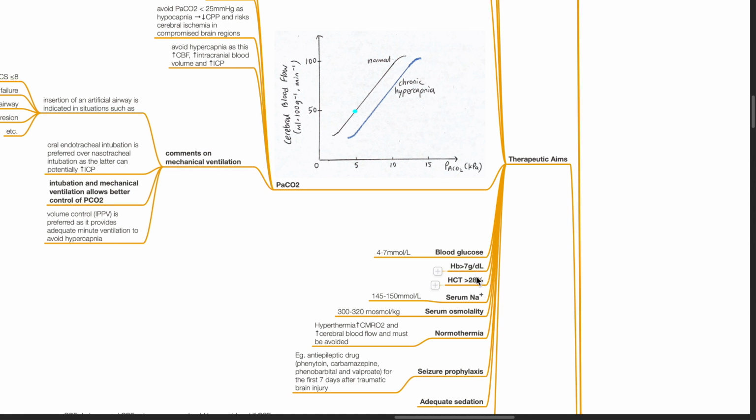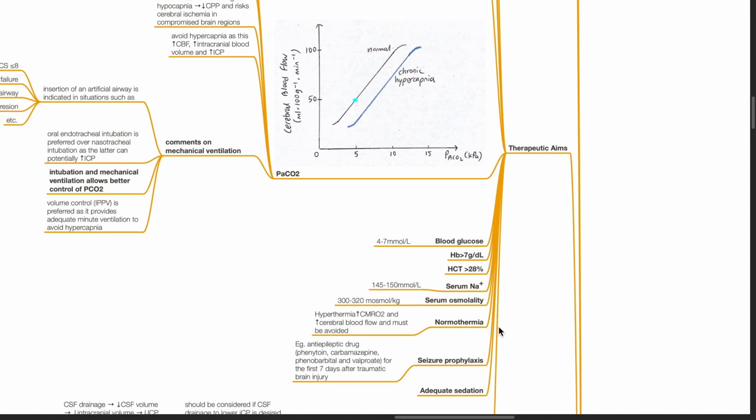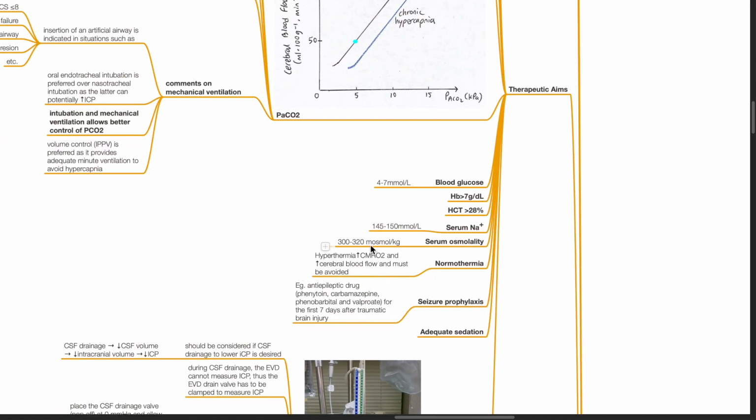Hematocrit more than 28%. Serum sodium 145 to 150 millimoles per liter. Serum osmolality 300 to 320 milliosmol per kg. Patient should be kept normothermic as hyperthermia increases cerebral metabolism and increases cerebral blood flow, and this must be avoided.